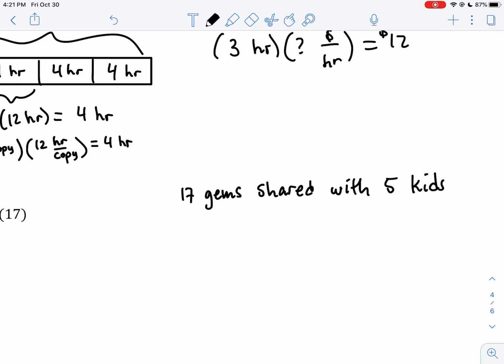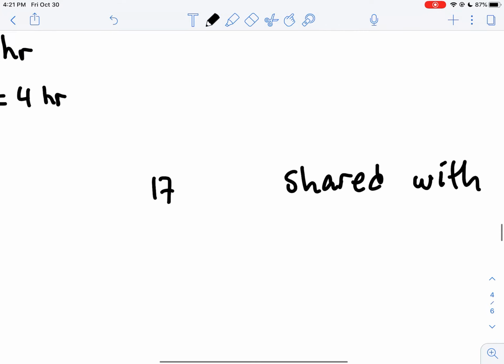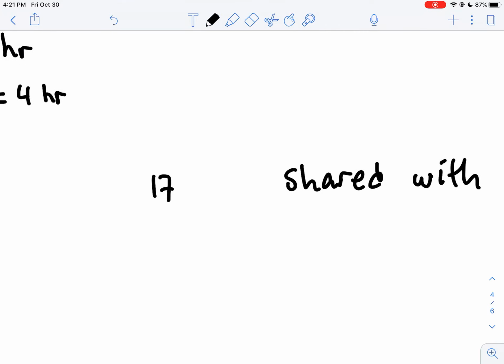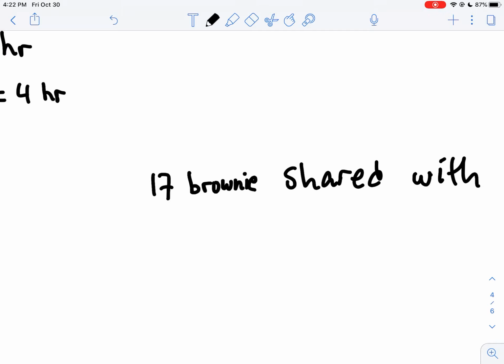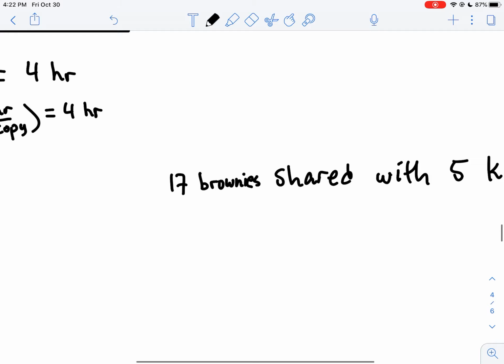Because a gem is hard. You can't break them up. You can't say, well, split that gem in half. You give me half, and I'll take the other half. So you kind of want to invent a context where it makes sense that it's feasible to break something up, here, like a brownie. Right, you could do portions of a brownie pretty easily.